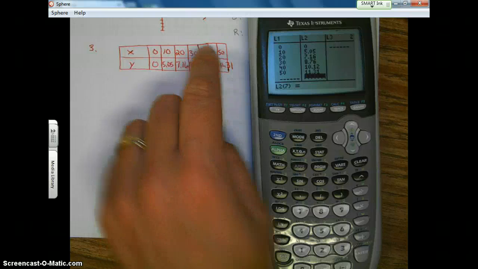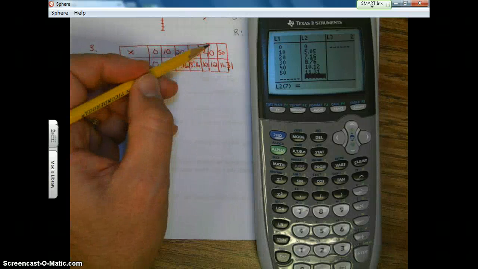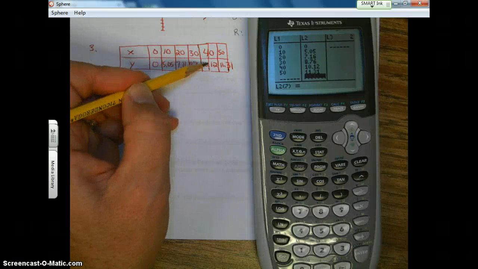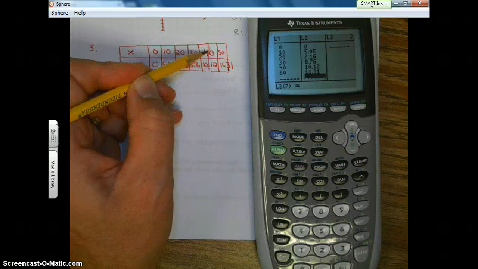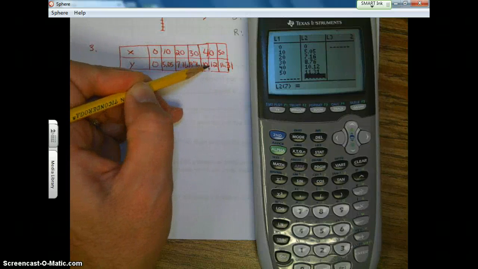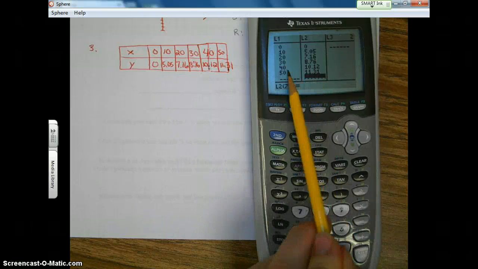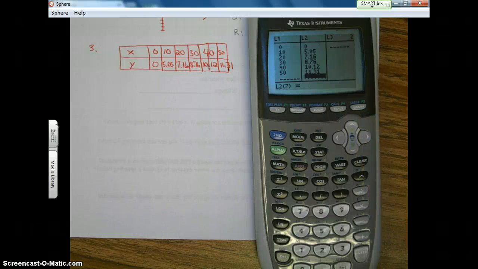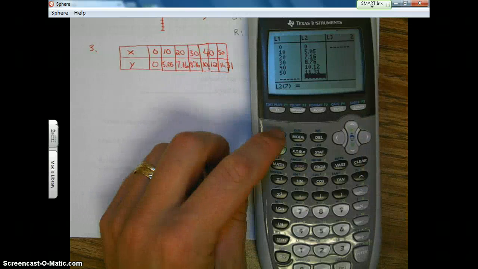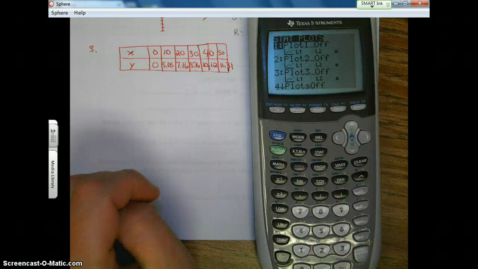Sorry about this line in here. I didn't have enough room, my squares were too small, so just ignore this line in here. This is 40 and this is 10.12 here. Okay, the data should line up. If they don't, you did something wrong. Go back and check. Okay, then we go to second y equals.